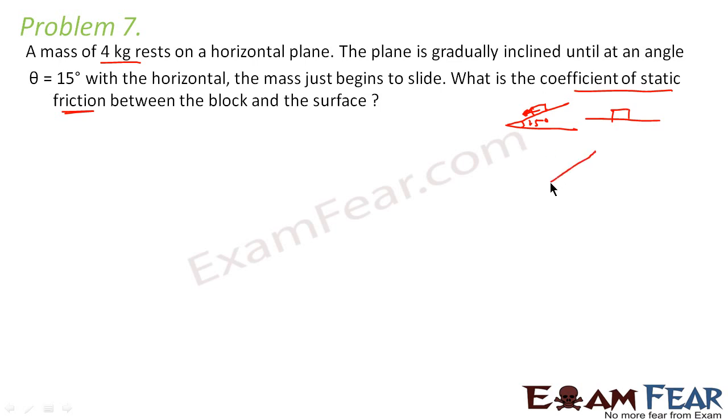First of all, we will draw the diagram. Let us say this is our inclined plane. This is the mass. Now let us draw all the forces that will be acting on this mass. Now this angle is theta. And in the question it is given that theta is equal to 15 degree and also mass of this block is equal to 4 kg.